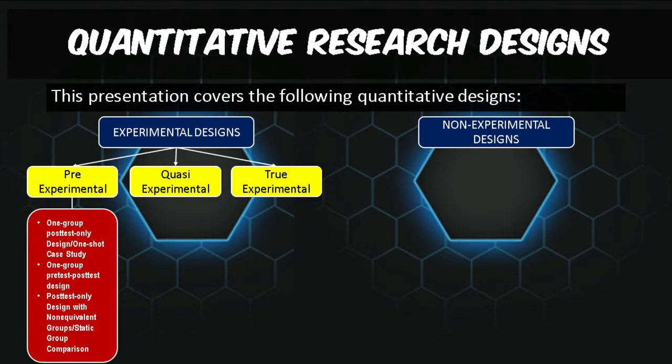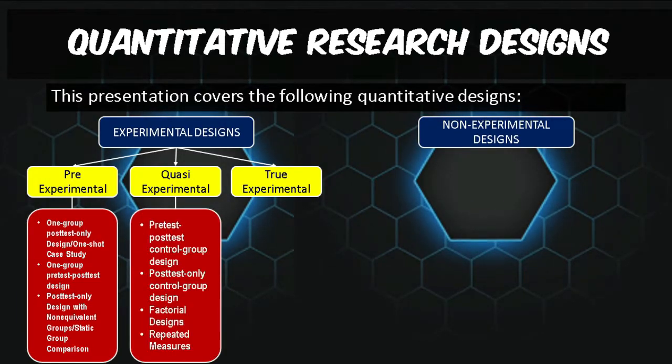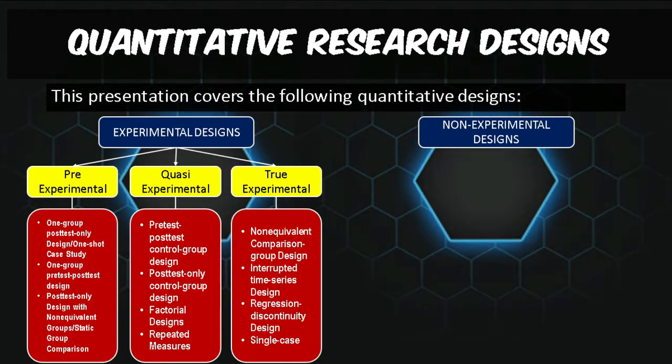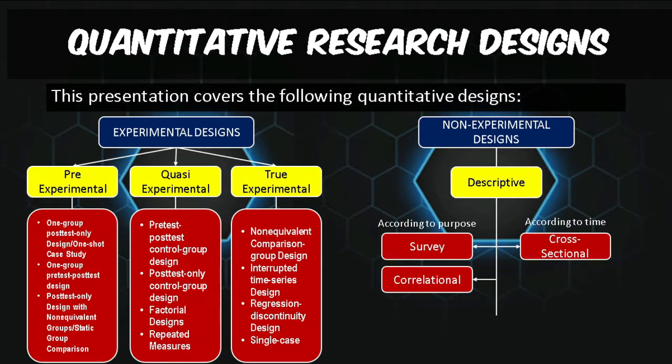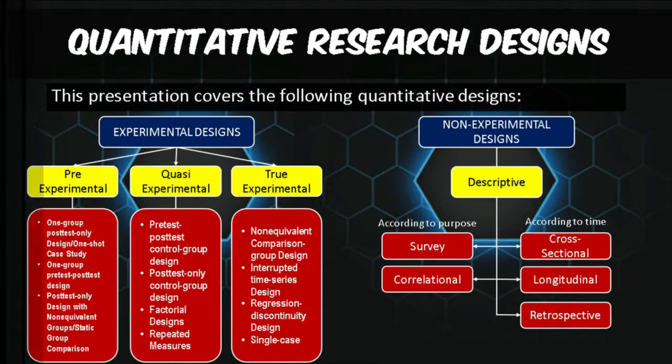Under pre-experimental designs, we're going to discuss three. For designs under the quasi-experimental designs, and another four under the true experimental designs. For the non-experimental designs, these are our descriptive designs, which can be categorized further according to purpose: survey and correlational. And then if we're going to categorize the descriptive non-experimental designs according to time, we have our cross-sectional designs, longitudinal designs, and the retrospective designs.